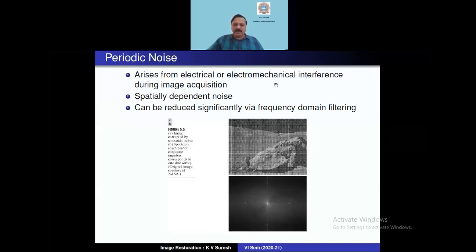Okay. So periodic noise is one type of noise which will in fact corrupt the image, and it can be easily detected by just using the Fourier transform of an image.